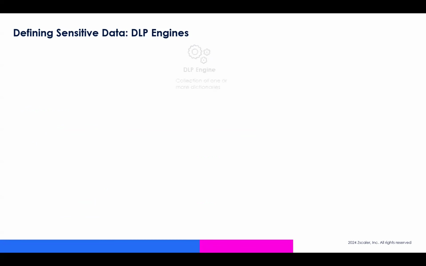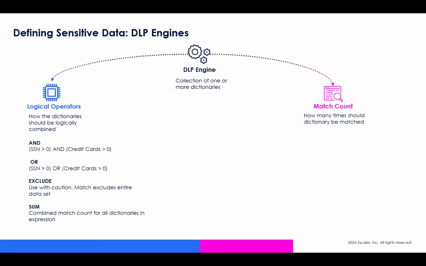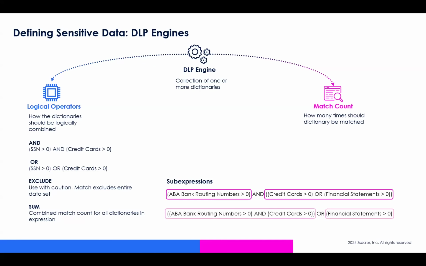Next are DLP engines. DLP engines collect one or more dictionaries along with a logical operator and a match count. For example, dictionaries could look for social security numbers and credit cards, or social security numbers or credit cards. You also have the possibility of configuring excludes. This should be used with caution as any match excludes the entire data set. It's also possible to configure sub-expressions, distinguishing, for example, between a bank routing number and a credit card or financial statement, or a bank routing number and credit card, or a financial statement.